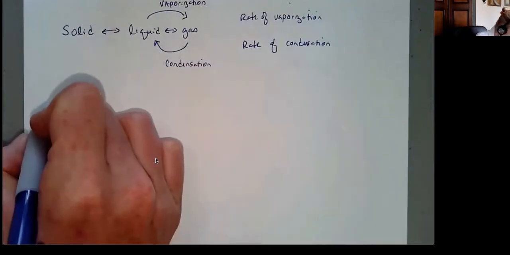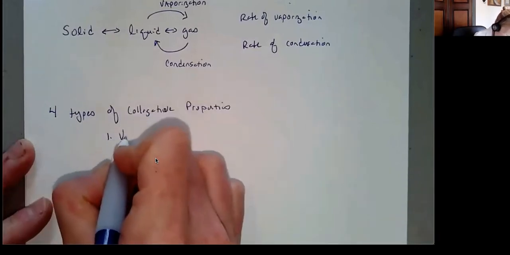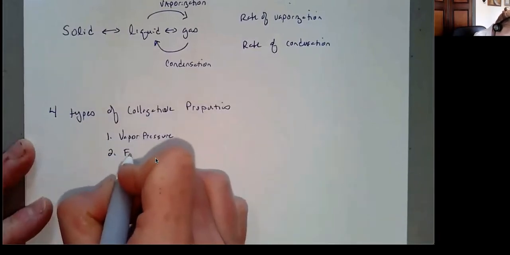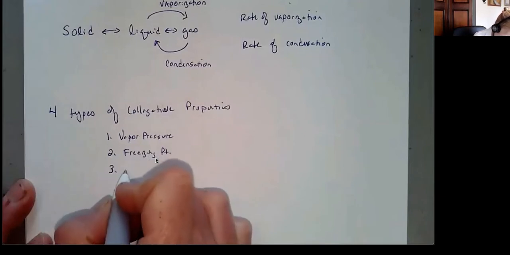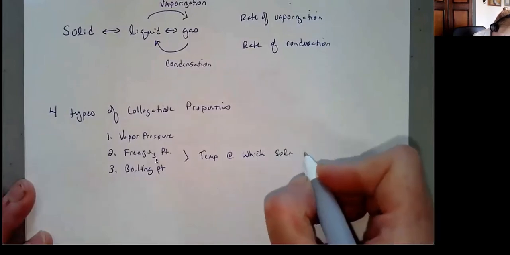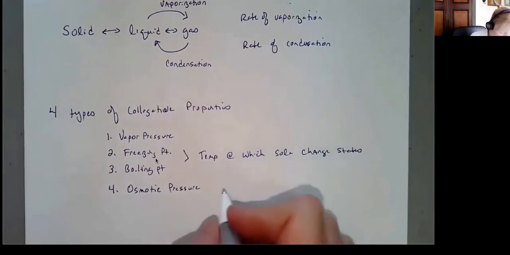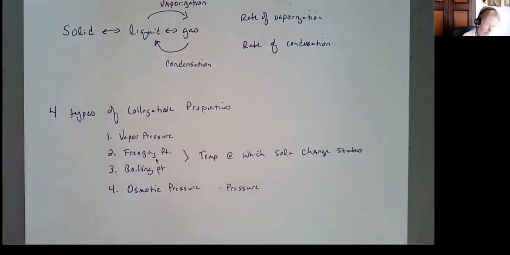Before we start that, let's talk about the 4 types of colligative properties that we're going to study in this chapter. The first one is vapor pressure. The second one is freezing point. The third one is boiling point, the temperature at which the solution is going to change states. And the fourth one is osmotic pressure, which is a pressure. So we're going to look at 2 pressures and 2 temperature changes. These are the 4 types of colligative properties that we're going to study in this chapter. We're going to start with vapor pressure.